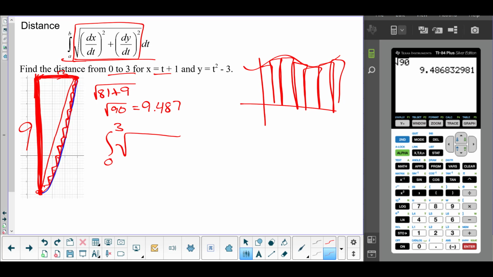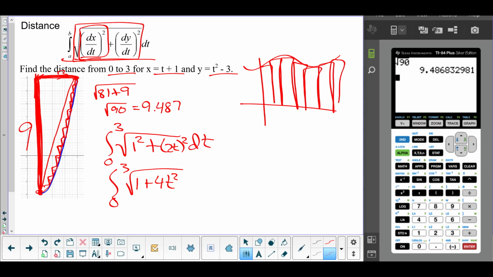Square root of, we have to take the derivative of this, which is 1, and we're going to square. There's the dx/dt squared, plus the derivative of this, which is 2t, squared, dy/dt. So we need the integral from 0 to 3 of the square root of 1 plus 4t squared dt. And it should be pretty close to that.